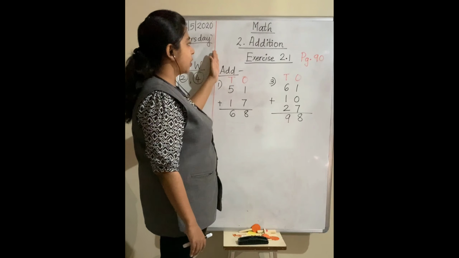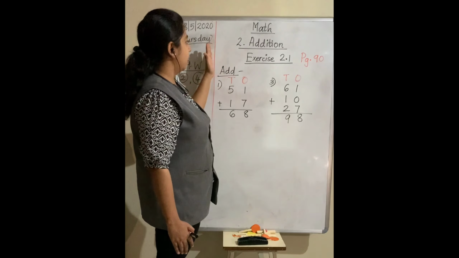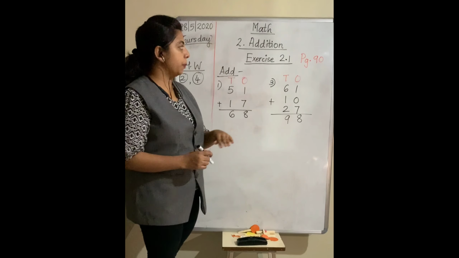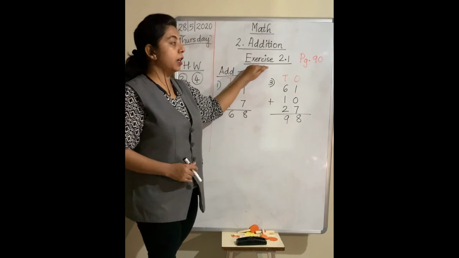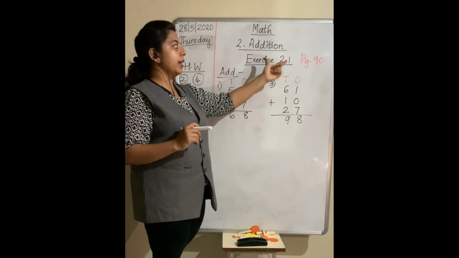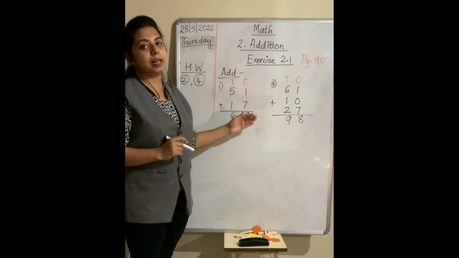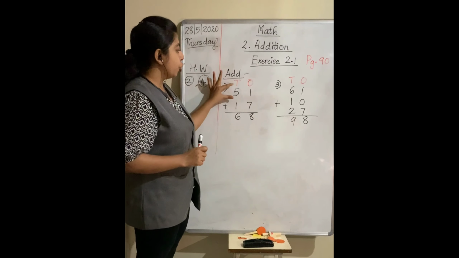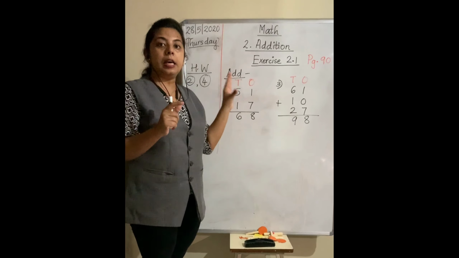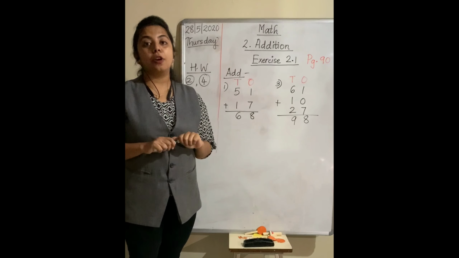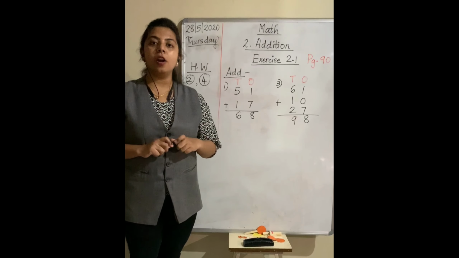You're going to start writing immediately after the margin. Then you're going to give the exercise name, that is exercise 2.1. Then you will write add and then you will start solving. Also make sure you write one number in one box and make sure you complete your work on time.